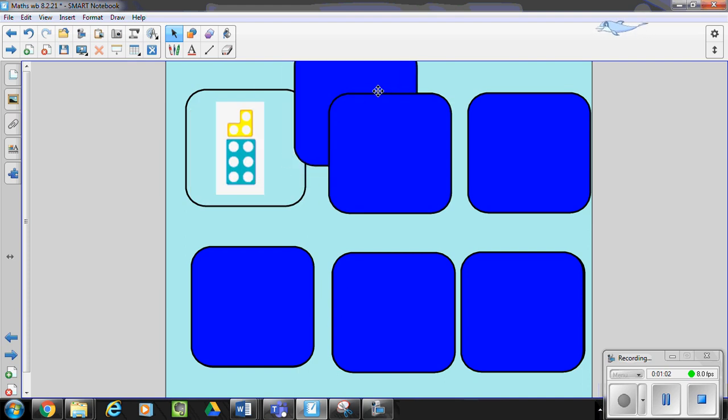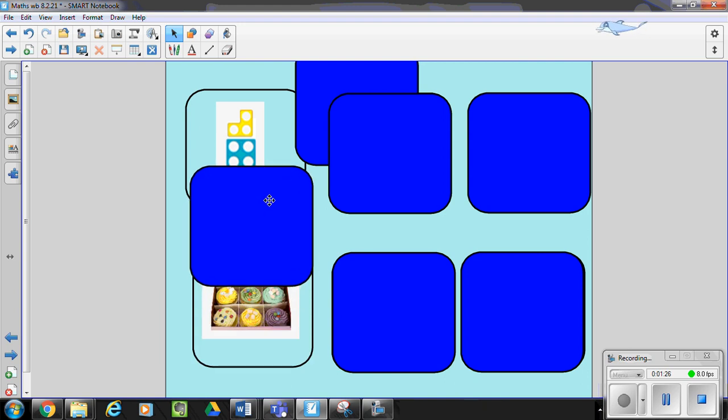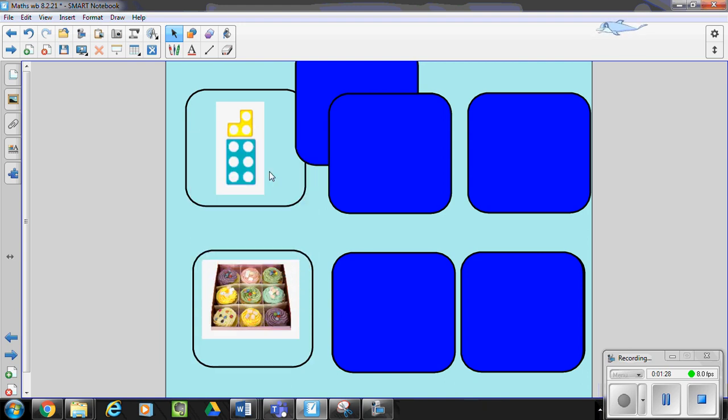Let's take this one away. Oh, I can see I've got a 6 numicon and a 3 numicon. Let's check how many I've got all together. So 6 and 3. 6, 7, 8, 9. So that image is showing 9. Now I remember I've already seen 9. Can you remember where it is? I think it was this one here. Let's check. Yes, my 9 delicious cakes. So I found one pair.